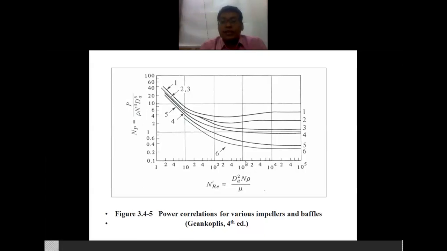So if 1000 is the Reynolds number for a typical value, say for the sixth curve, the power number required will be approximately 0.4. It's a unitless, dimensionless number, 0.4. From there you can calculate the actual power, because the density values you are knowing, the speed of rotation you are knowing, the diameter. From there you can calculate this power. So this is the use of your power correlation between the power number and the Reynolds number.